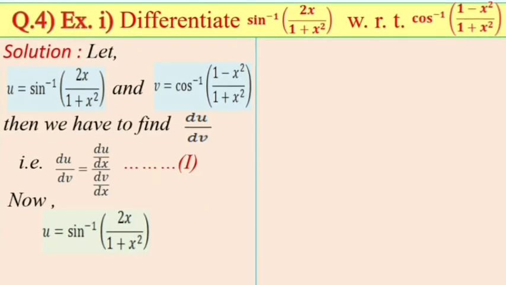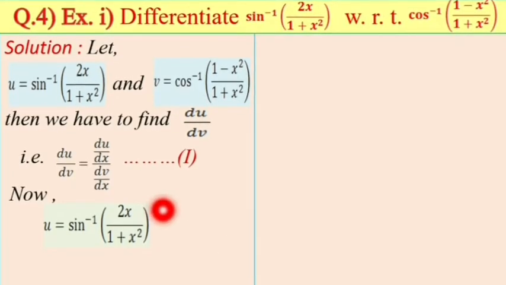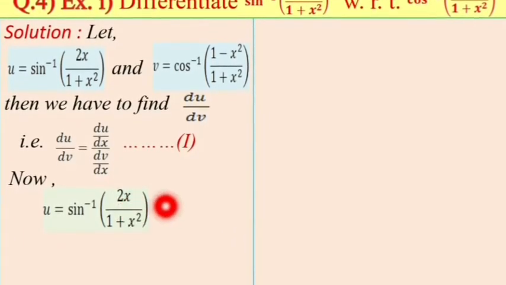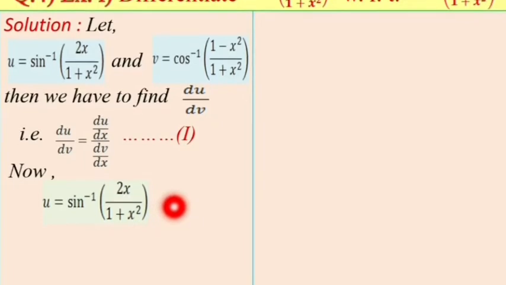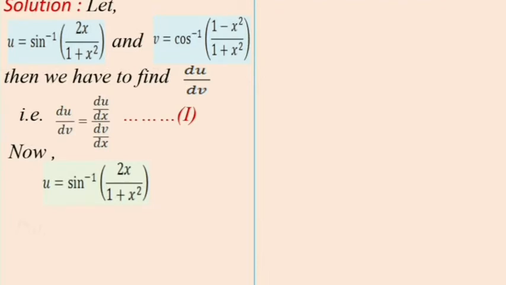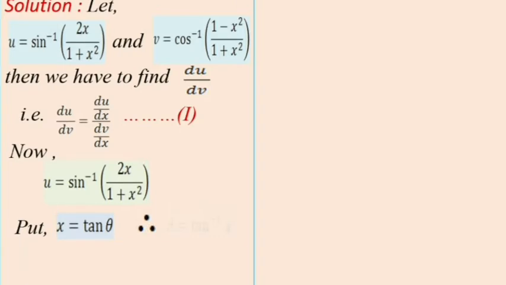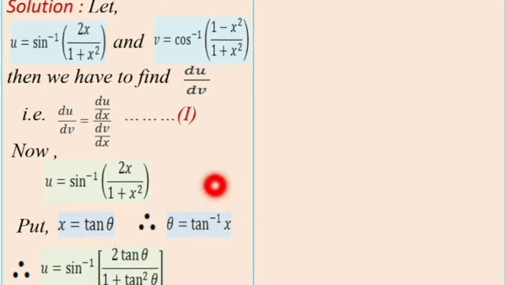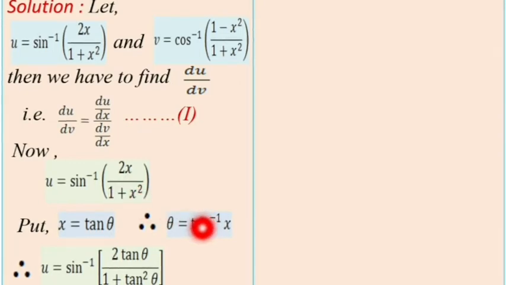And therefore we have to use the substitution method here. If we substitute x equal to tan theta, then in the bracket we get 2 tan theta upon 1 plus tan square theta, and that is the formula of sine of 2 theta. Therefore we substitute x equal to tan theta, where theta equal to tan inverse of x, and the given function u becomes u equal to sine inverse of the bracket 2 tan theta upon 1 plus tan square theta, and that is our given function.